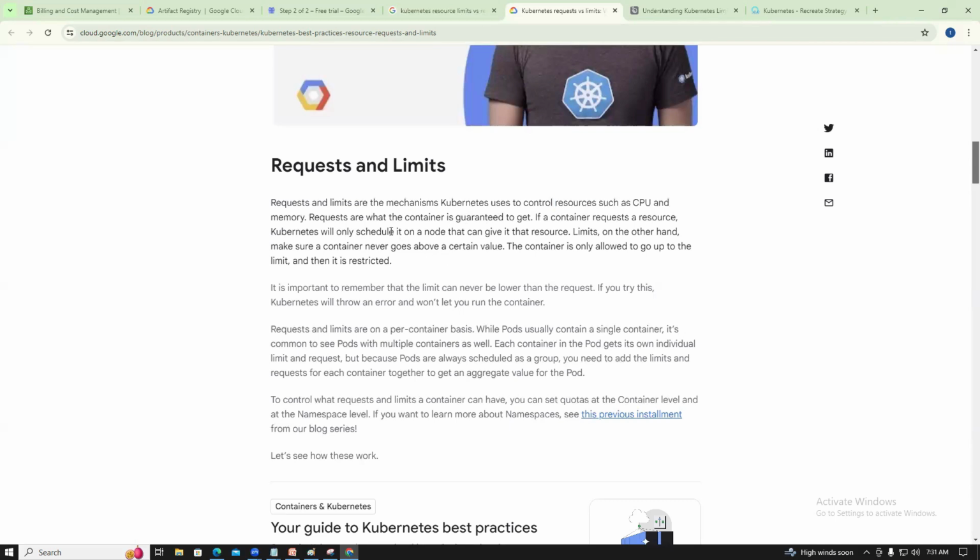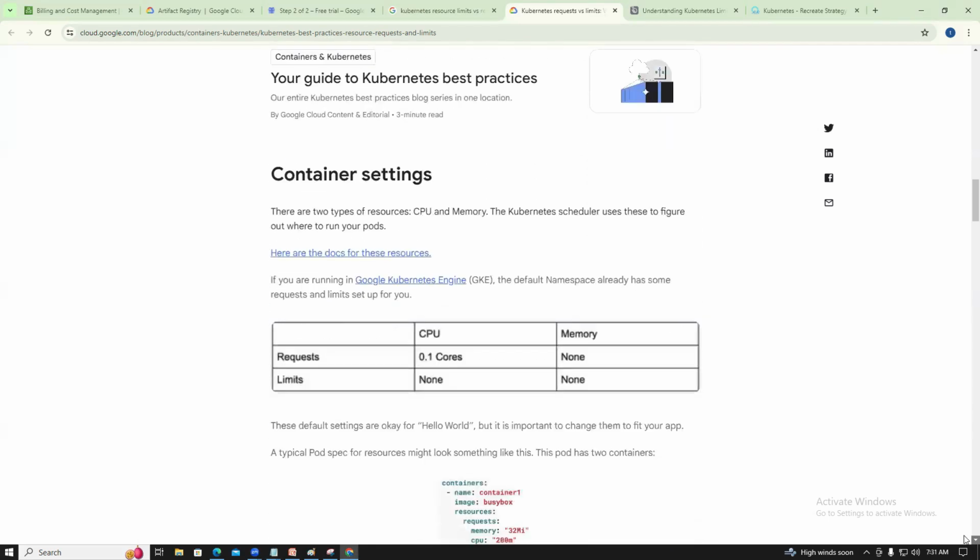So requests are what a container is guaranteed to get. If the container requests resources, Kubernetes will only schedule it on a node that can give it the resource. Limits, on the other hand, make sure a container never goes above a certain value. The container is only allowed to go up to the limit, so it is restricted. The request is the minimum CPU and the maximum CPU is the limit. So guys, understood?